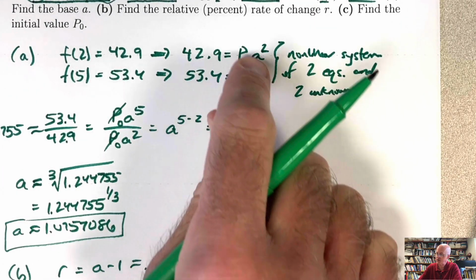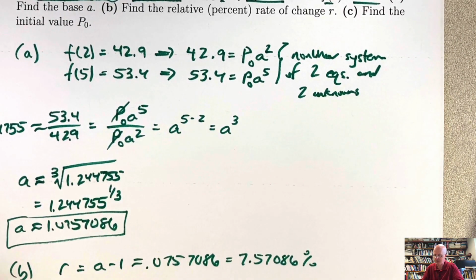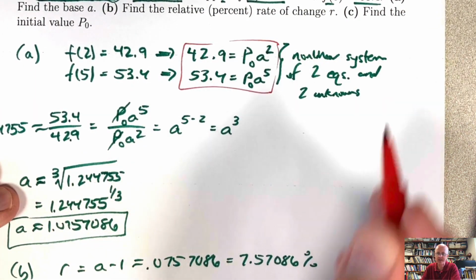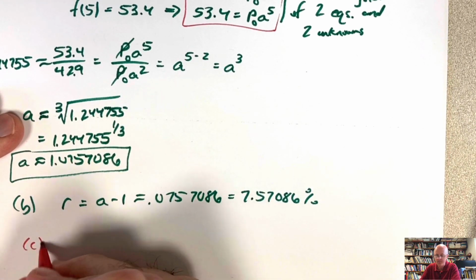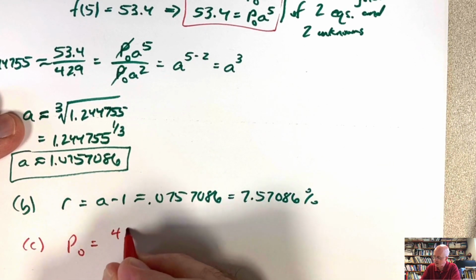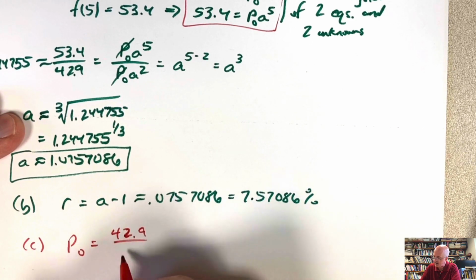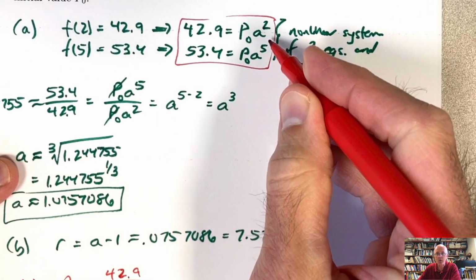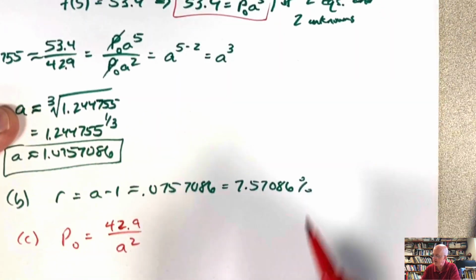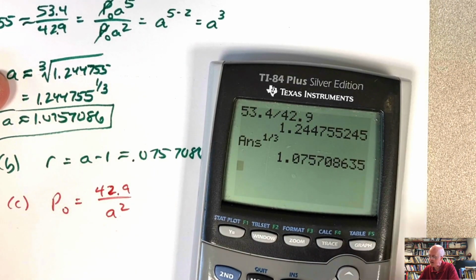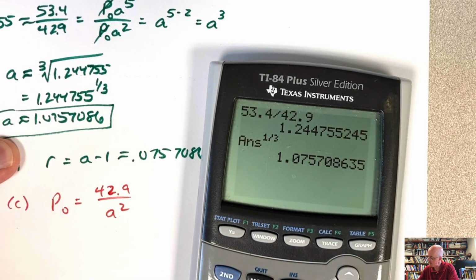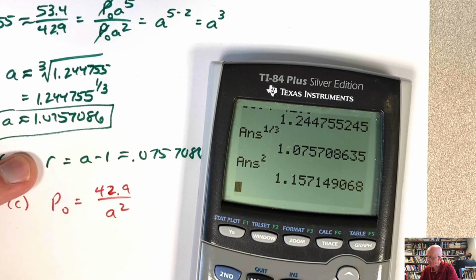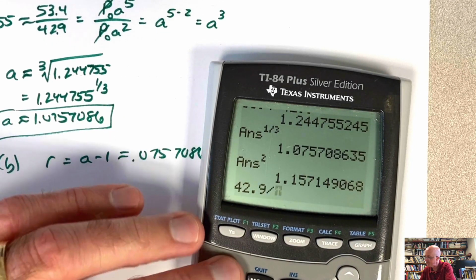And part C, find the initial value p sub 0. Go back to the original system of equations and use either one of them. It doesn't matter, you should get the same thing. Solve for p0. I'll use the first one. p0 is going to be 42.9 divided by a squared. I took this equation and divided both sides by a squared. That's the a right there. Yep, okay. There's the thing that I need to square, and then take 42.9 divided by that.